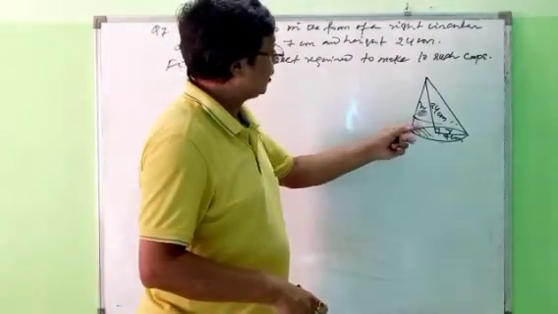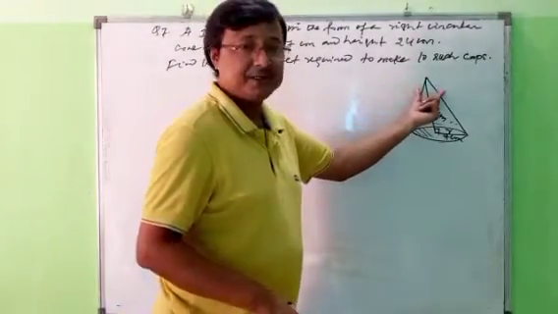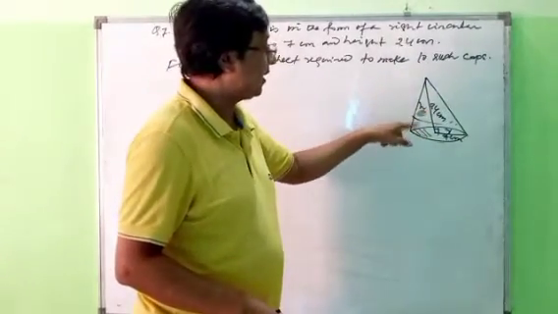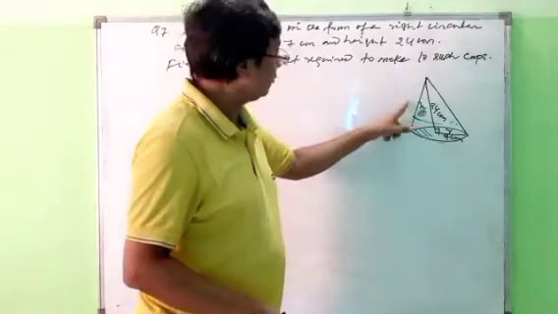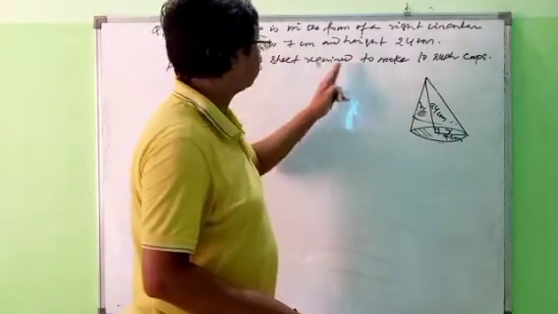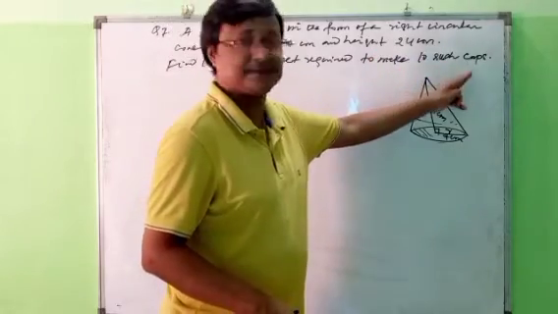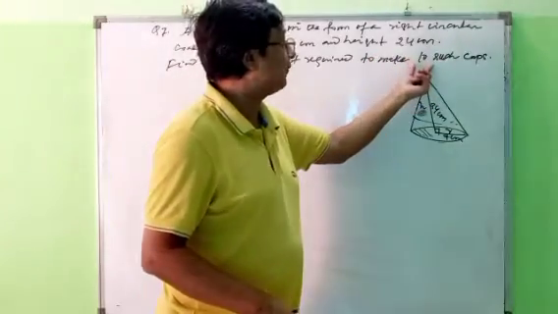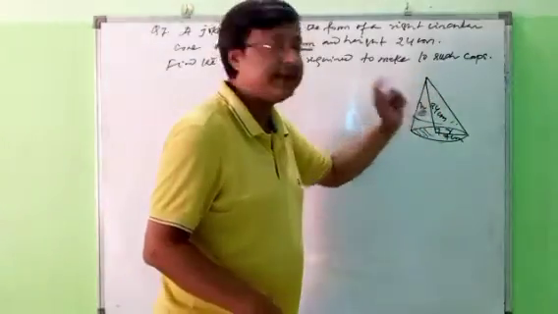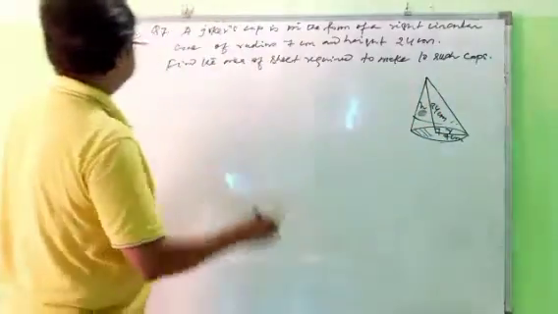So that is why the area of sheet required for a cape equals the curved surface area of a cone. Then they have told you to find the area of the sheet required to make 10 such capes. Then you will find the total area for 10 capes after finding the curved surface area of a cape.